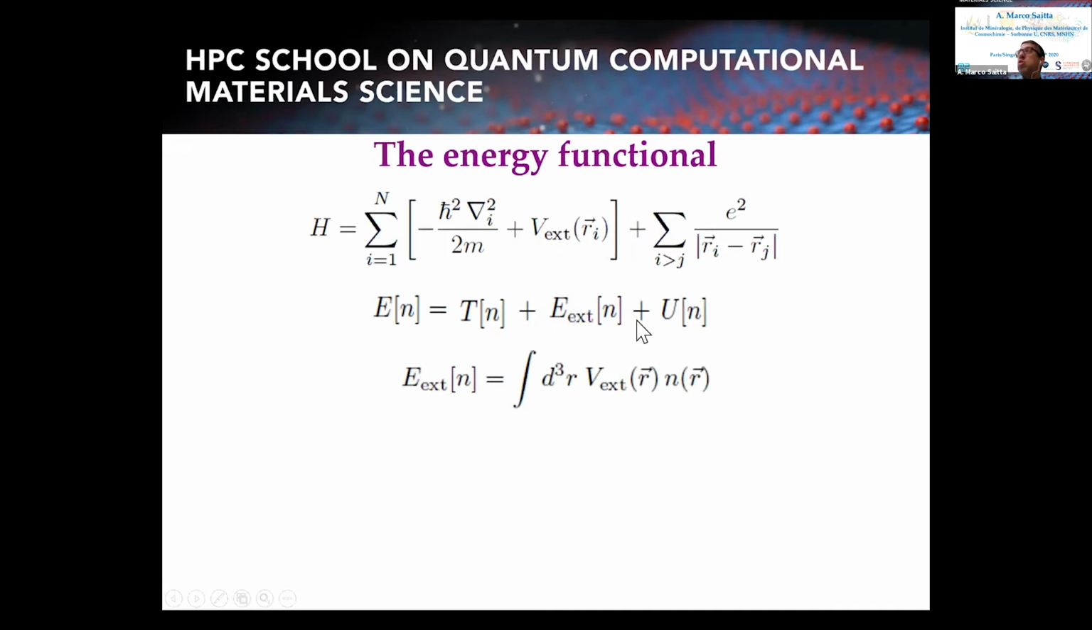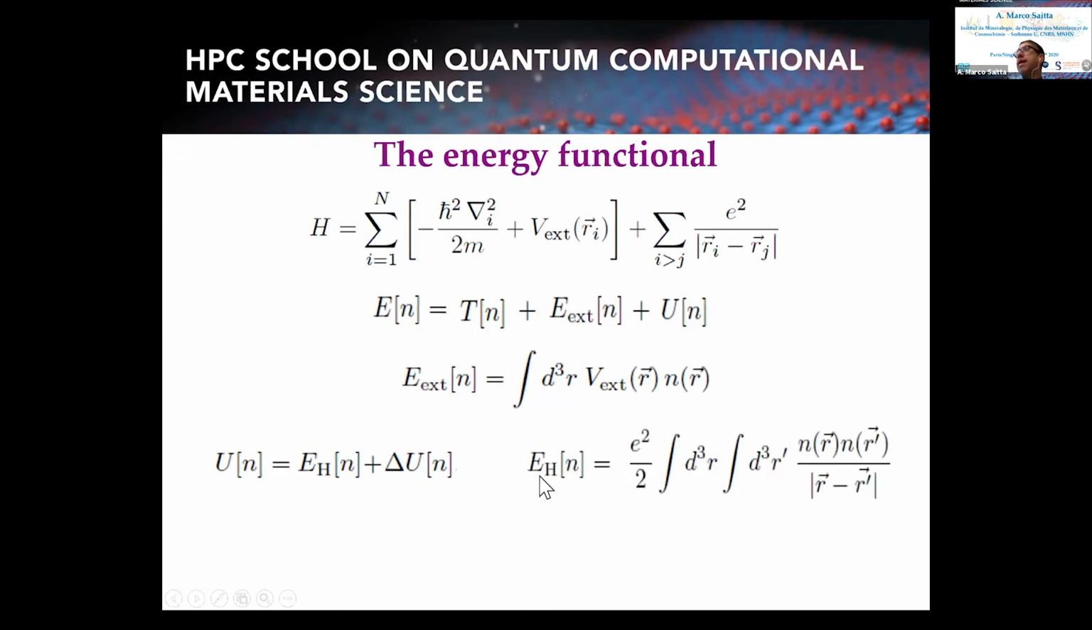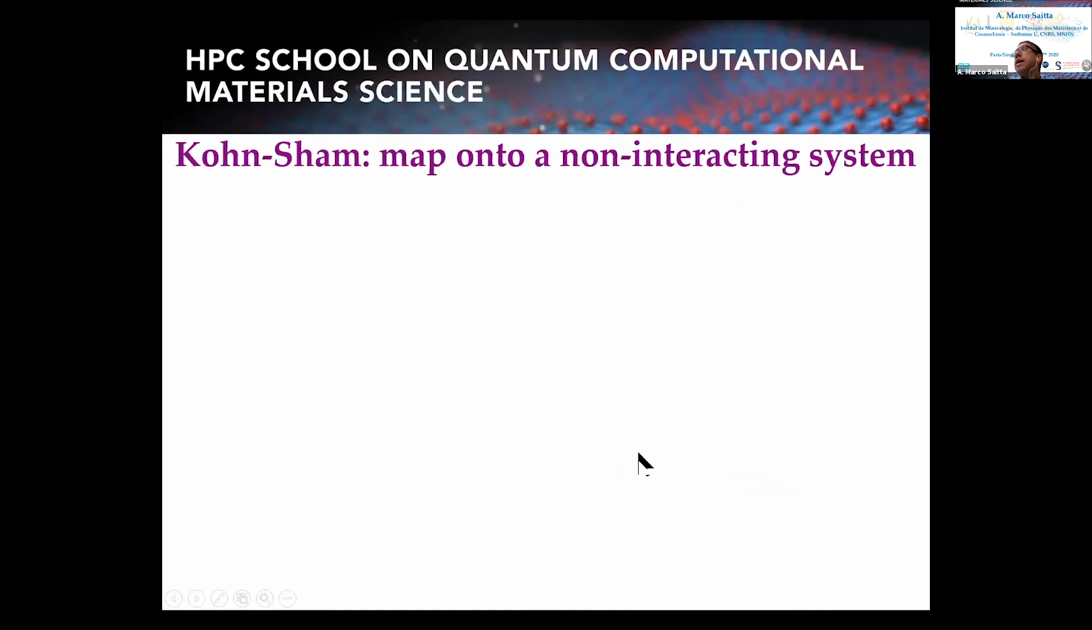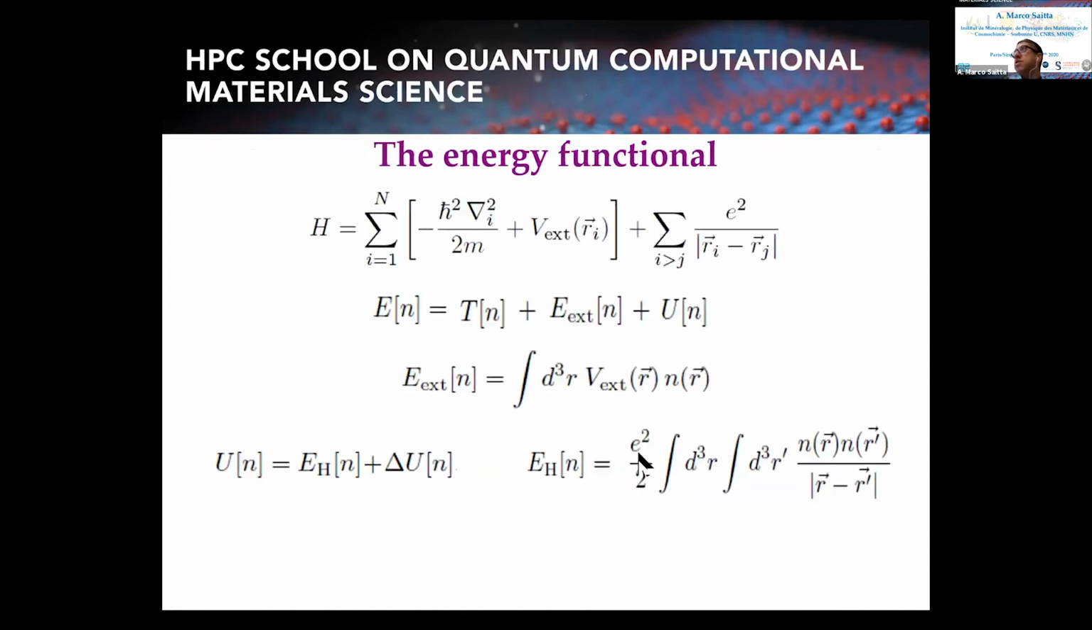The external part is easy to express as a functional of the electron density, it is simply given by this integral, so this is really an easy part. The internal energy we can split in a mean field part, which we call the Hartree interaction, which is the classical interaction between electron densities, described like here, where we have the electron density at R and the electron density at R prime. So this is a classical term that we can easily build as a functional of the electron density. The problem is that this is pretty much all we can easily express in terms of the electron charge density.